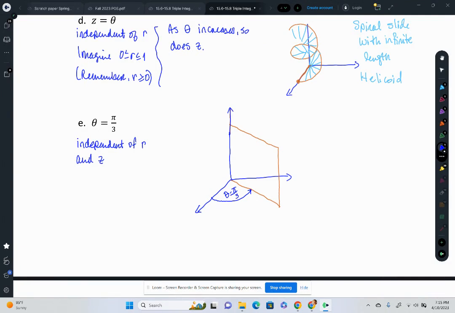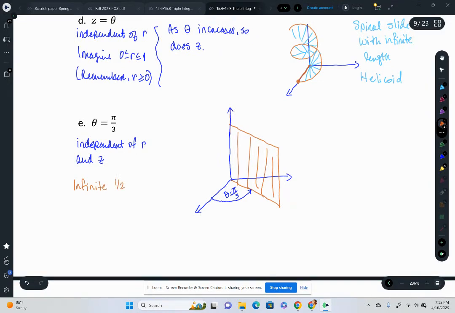Now, this is a plane. It doesn't move. It stretches up and down infinitely, and it stretches out along the first octant and fifth octant infinitely. So it's an infinite half plane. And it's called a half plane because it's not going to cut through to the third and seventh octant, because the radial arm r is positive.